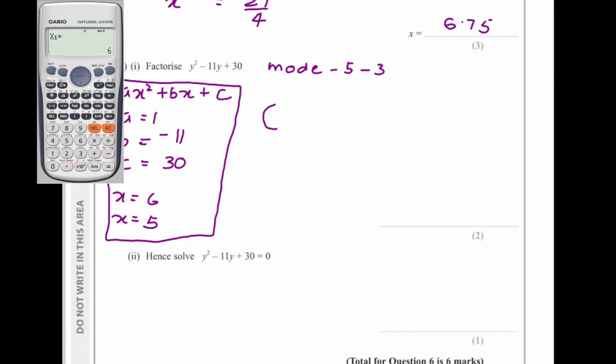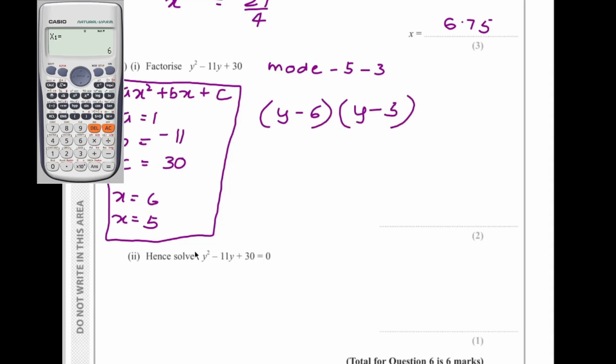Wait 1 second. We can't go ahead with x since the question comes as y. Then I have to write y minus 6. Next one, y minus 5. Right, these are the two factors. You are getting full marks for this one.